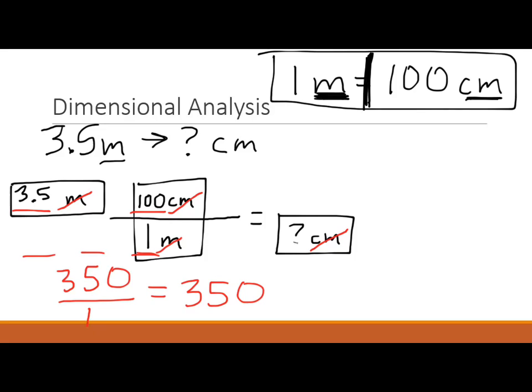Now, the only other thing I need to do is figure out what my unit is over here. Well, my question mark was centimeters, right? So that means that my final unit should be centimeters. Whatever my question mark is, that's what this is. So what I'm saying is that 3.5 meters is the exact same thing as saying 350 centimeters.